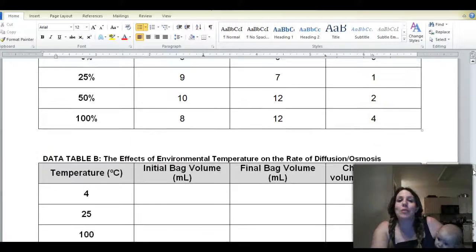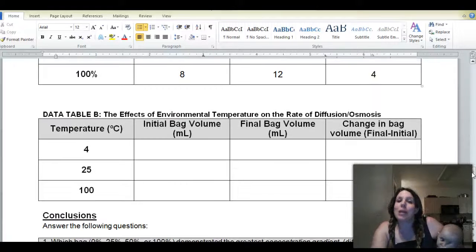Okay, it's been about 30 minutes, so I'm going to go check my temperature treatments, and I'm going to treat those just like I did with part A here. I'm going to record my initial volumes here. I should have actually done that when I took them. My final volumes that I get after I take the tubes out and dry them off, and then measure the final volumes with the volume displacement method, and then calculate my change in bag volumes.